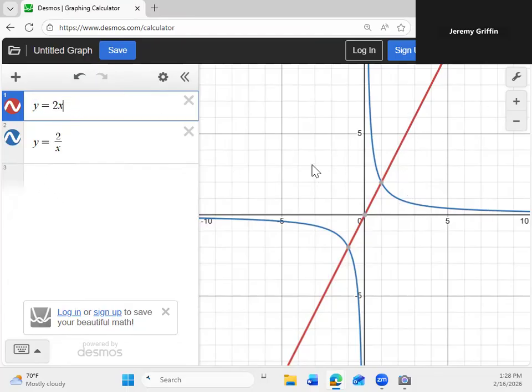Well, what about this blue curve, this inverse relationship? I've got an example, y equals 2 over x. Now as x is getting bigger, y is getting smaller, or vice versa. If x gets smaller, y gets bigger. So it's like an upside down type relationship.